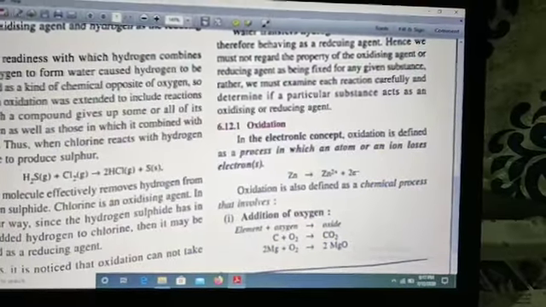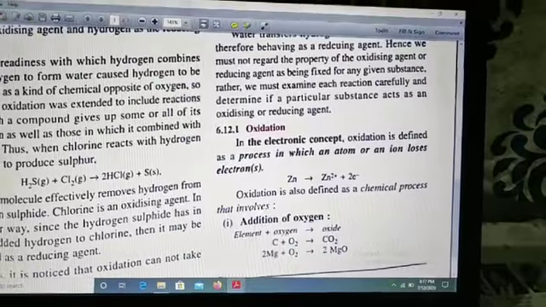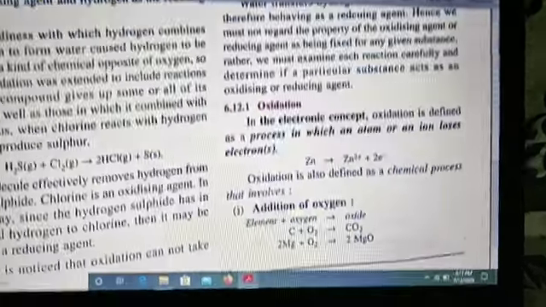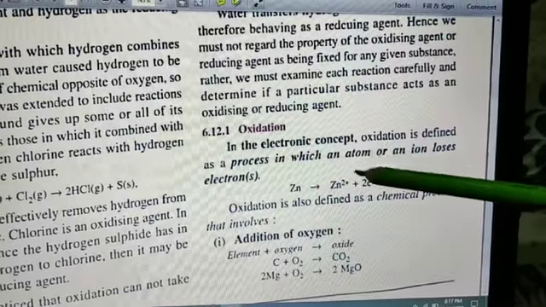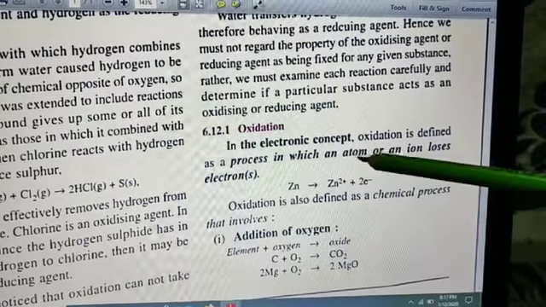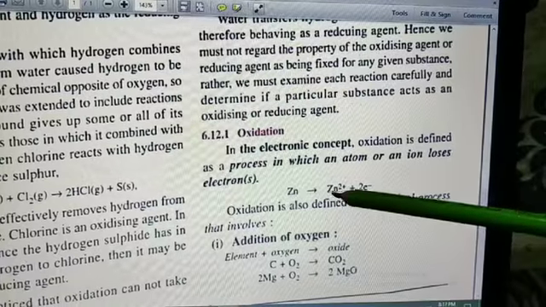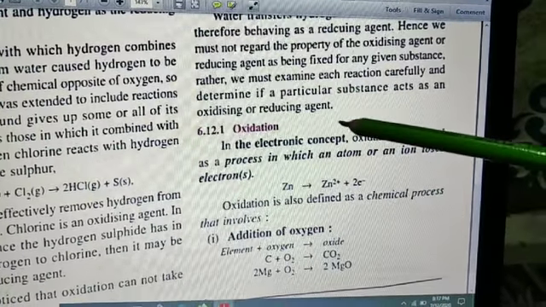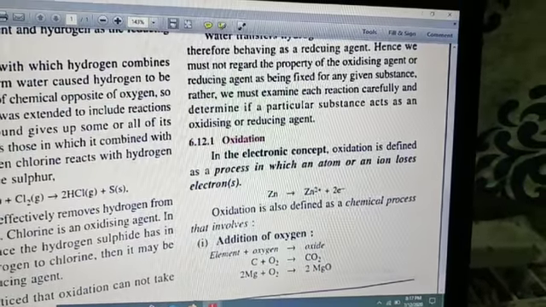So we'll go through the different definitions of the oxidation and reduction processes. So oxidation in the electronic concept, that means on the basis of electrons, is defined as the process in which an atom or an ion loses electrons. It can be one or two electrons. Say for example, zinc forms Zn2+ ion after losing two electrons. So we can call this process oxidation, that means a process in which loss of electrons takes place.